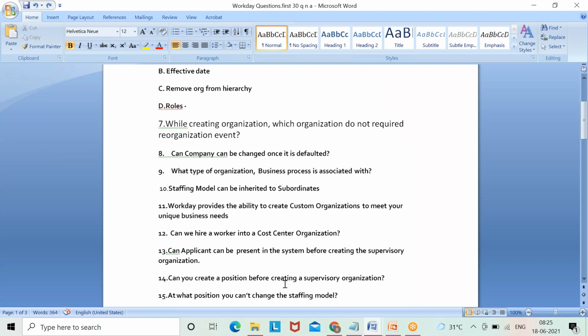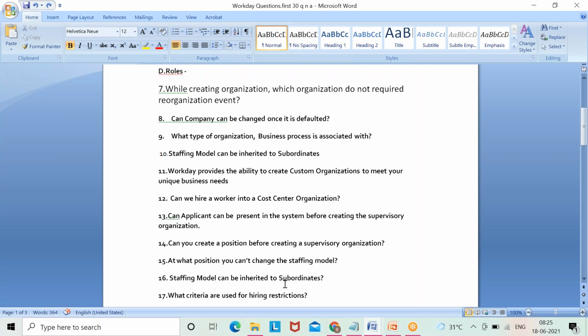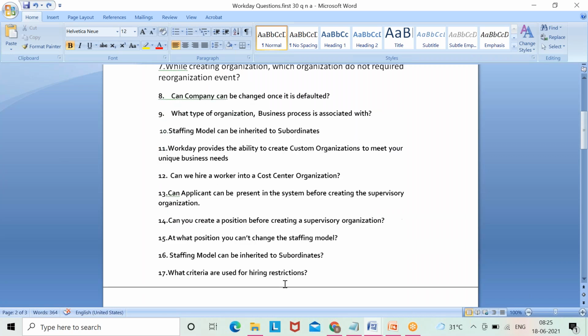Moving on, which question, sir? The 12th one. Can we hire a worker in the cost center? Interesting one. Cost center is an option to track the money, right? To give billing for them, right? Can we hire an employee in a cost center? It should not be possible. You can assign a worker to a cost center, but we cannot hire an employee in it.